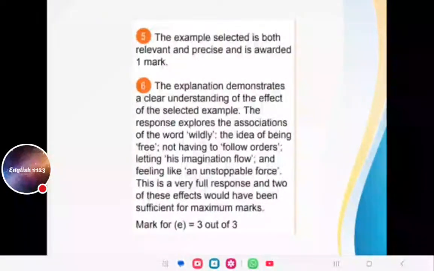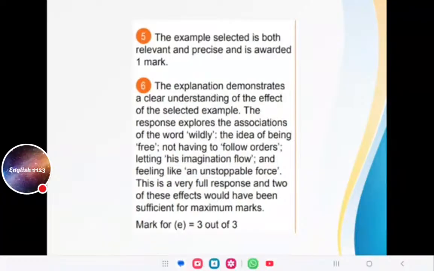We have the examiner comments also. The example selected is both relevant and precise, and 1 mark is awarded. The explanation demonstrates a clear understanding of the effect of the selected example. The response explores the associations of the word wildly, the idea of being free, not having to follow orders, letting his imagination flow, and feeling like an unstoppable force. This is a very full response. Like I said, this is too much. So this is a very full response, and 2 of these effects would have been sufficient for maximum marks.